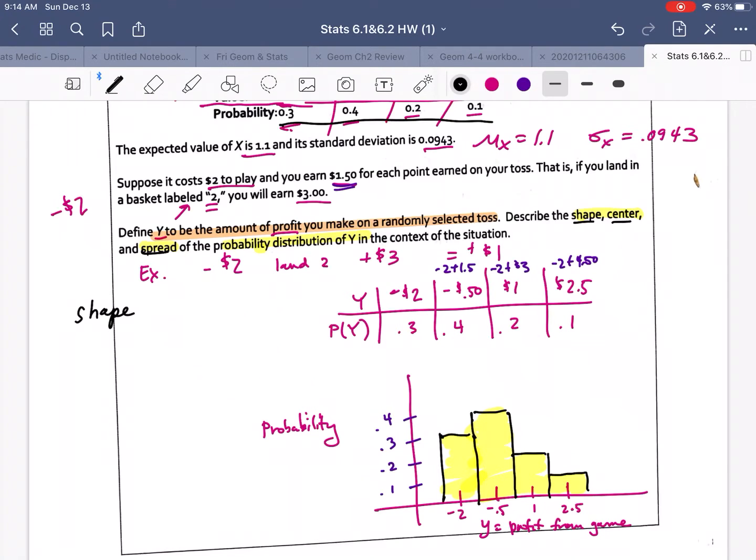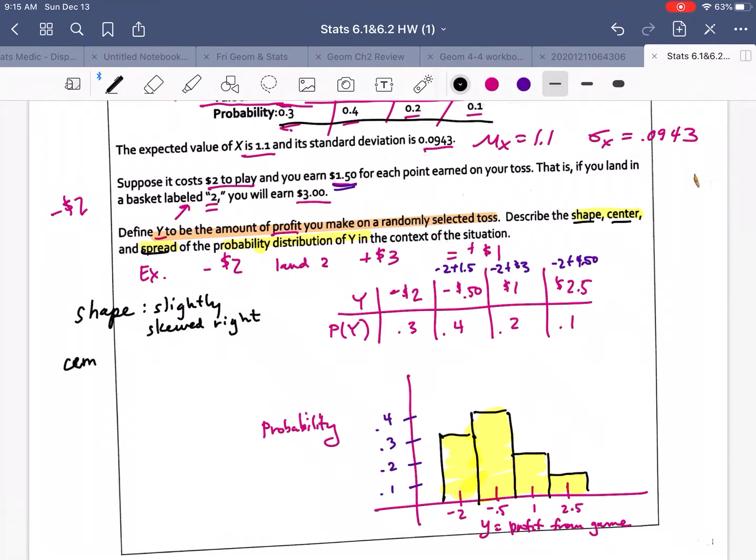So how would I describe the shape of that data? Let's see what I wrote. I worked these problems out earlier. It looks like it's unimodal. It looks slightly skewed to the right. So you could say slightly skewed right, and that would be fine.